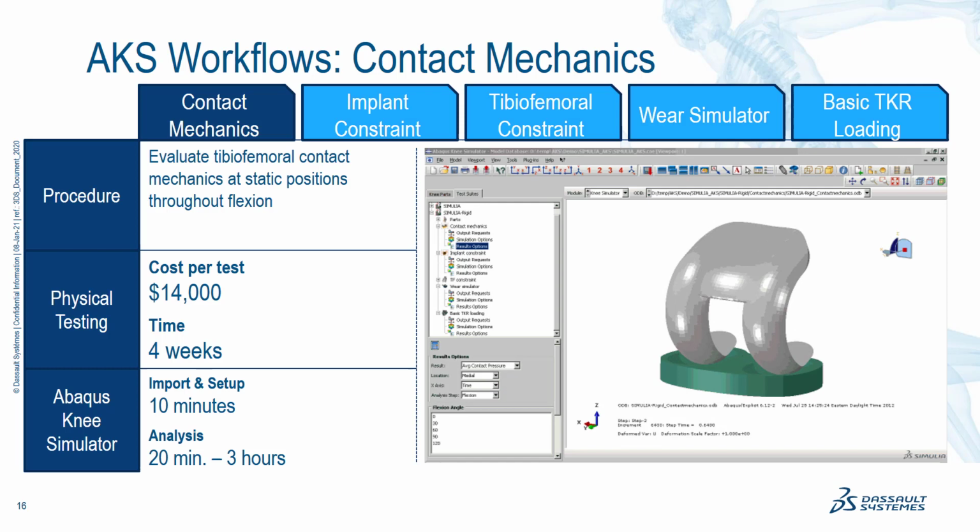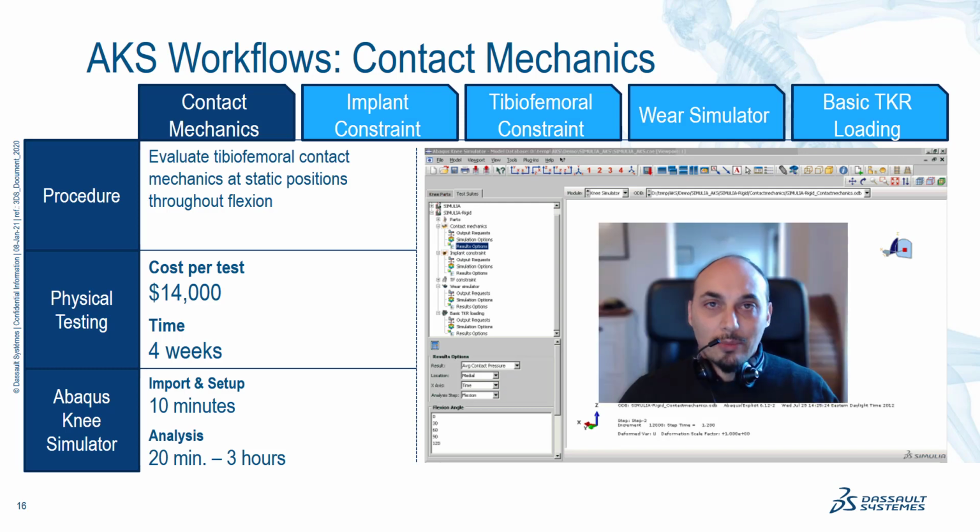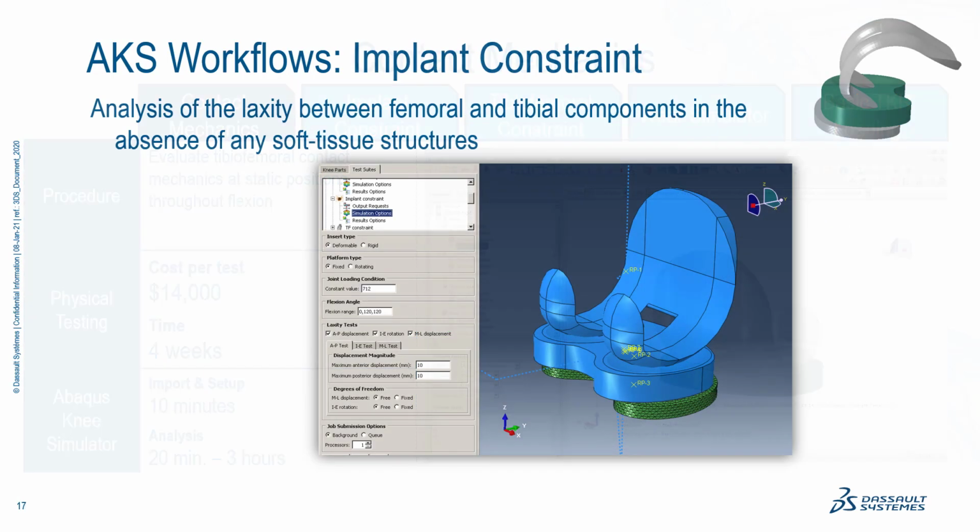In this case, if we approach it with physical testing, it costs up to $14,000, and the time spent is about 4 weeks. Instead, with the Abaqus knee simulator, we can do the setup in 10 minutes, and the analysis takes from 20 minutes to 3 hours. So it's a very important return on investment.